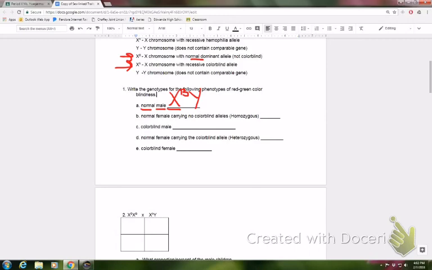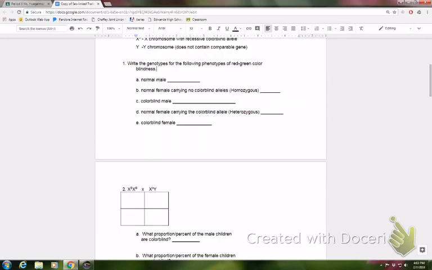Now remember, females are XX, so I'll do B with you as well. For a female, you need to have an XX, and she is homozygous for no color blindness. Homo means same, so she's going to have 2 of the same X's, and she also does not have color blindness, so that should be capital B, capital B. So you can go ahead and finish the rest of those.